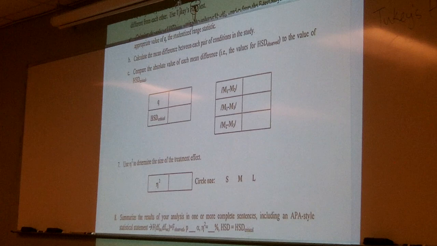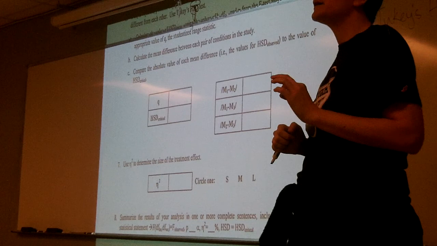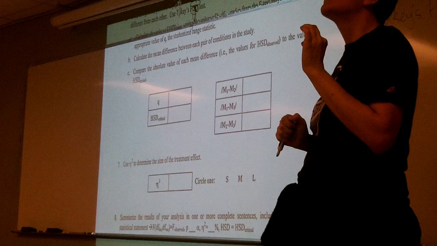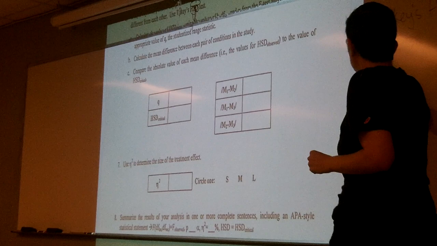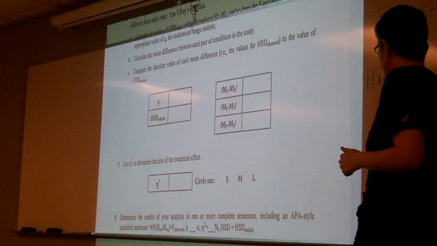Now, Tukey's HSD test is a little bit unusual in that it's the only test we've ever done in here where the critical value itself isn't in a table. In fact, we have to do some calculations to get the critical value. And here's what we need to do. To get the critical value, to get what we call HSD critical, the value we're going to put in here, we need to do the following calculation.